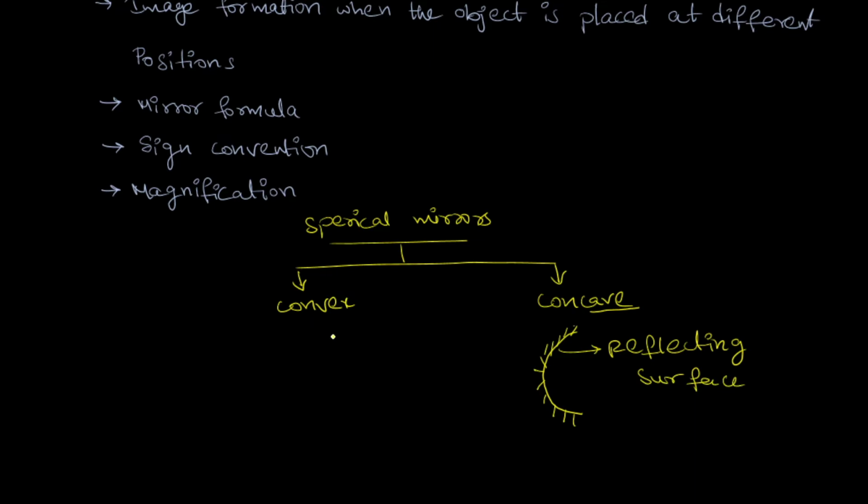Coming to the convex mirror, it is bulged outward. This is the reflecting surface for a convex mirror. And inside we will have an aluminium coating.